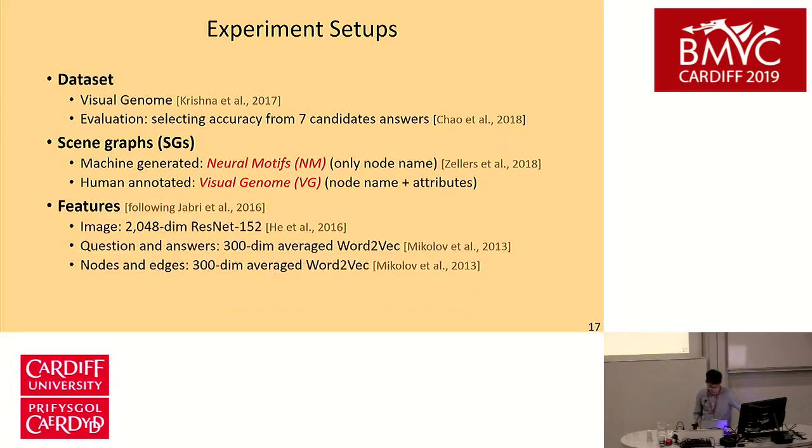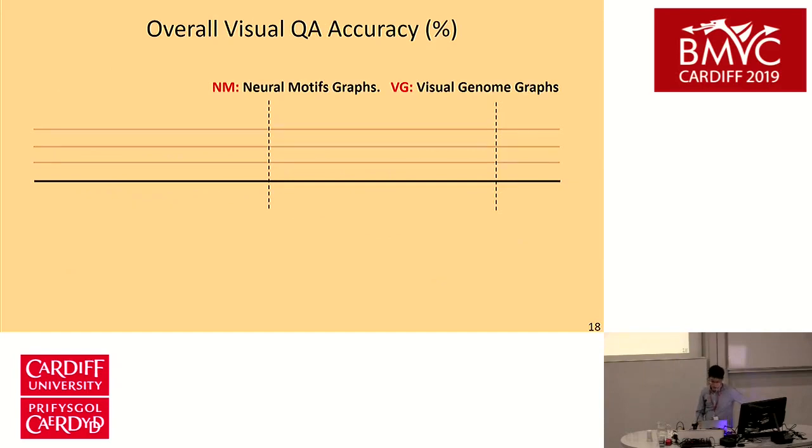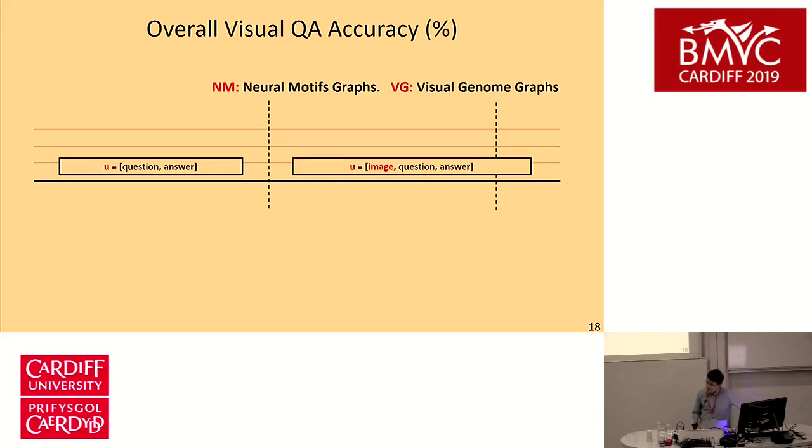For features, we use pre-trained features. For images, ResNet on ImageNet. And question and answer use average word embeddings, and also for nodes and edges. So here is the overall result. First, we want to study if the scene graph really helps VQA. So we first only use question and answer for the global feature. Then later we add the image.